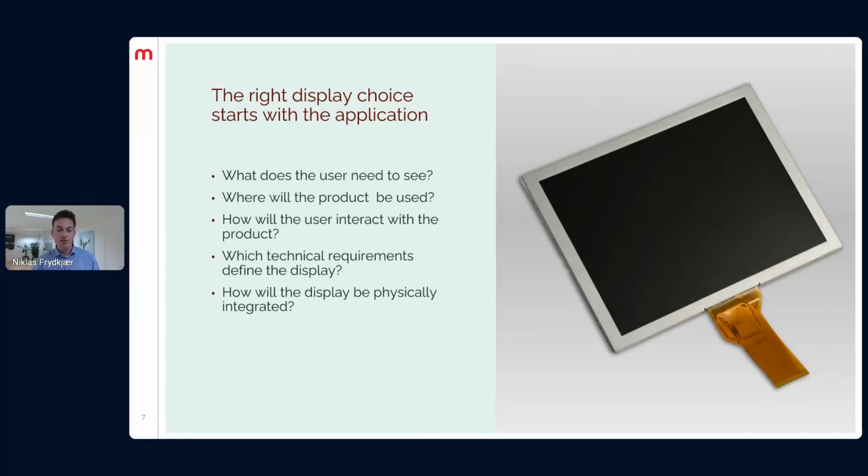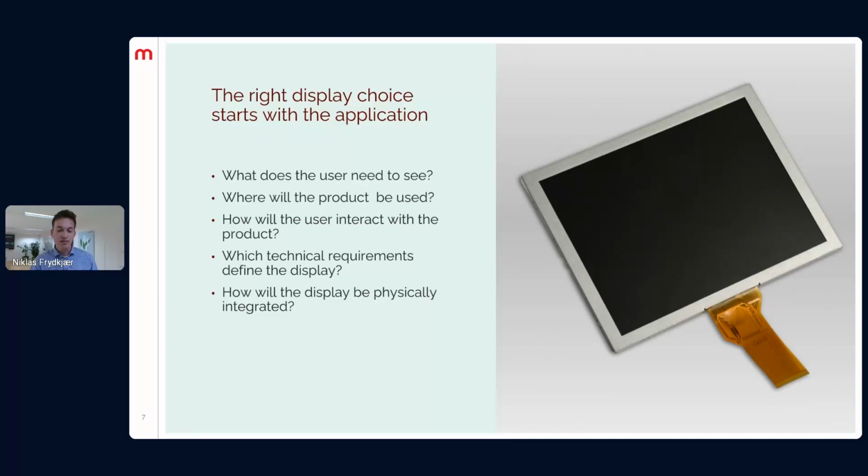Where will the product be used? Is it indoor use, outdoor, in direct sunlight, in cold or hot conditions, or in demanding industrial environments? How will the user interact with the product? Is it by a keypad, a touch display, touch buttons, or a combination? Which technical requirements define the display? Here we look at the size, the active area, the resolution, the brightness, temperature range, interface, and viewing angle.